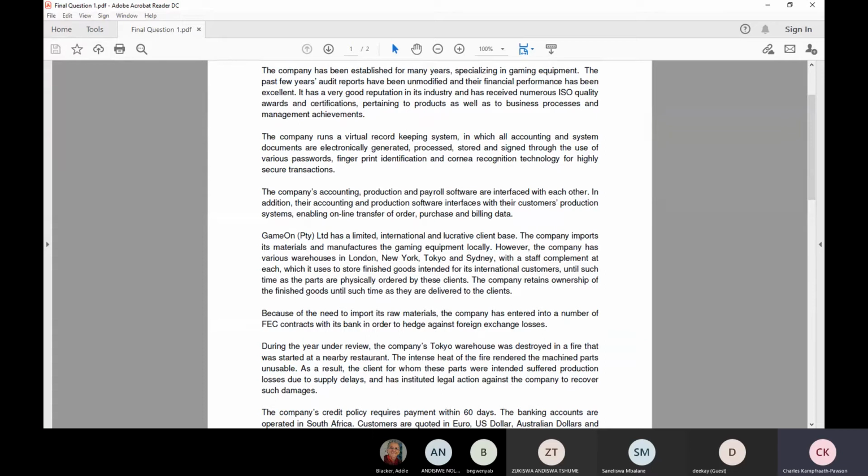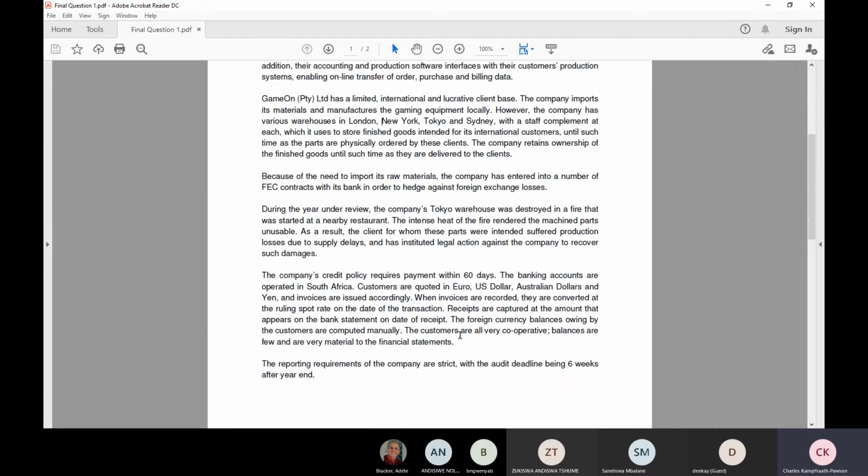In other words, the volume of transactions isn't that high, meaning the information that we need to gather from our debtors wouldn't be that much. So we need to consider the volume of transactions. We need to consider the volume of material balances, as they say in the question. They say there's a low number of those balances, but they are material. They mention here right at the bottom, balances are few and are very material to the financial statements. So not a lot of balances, but all of them are material.